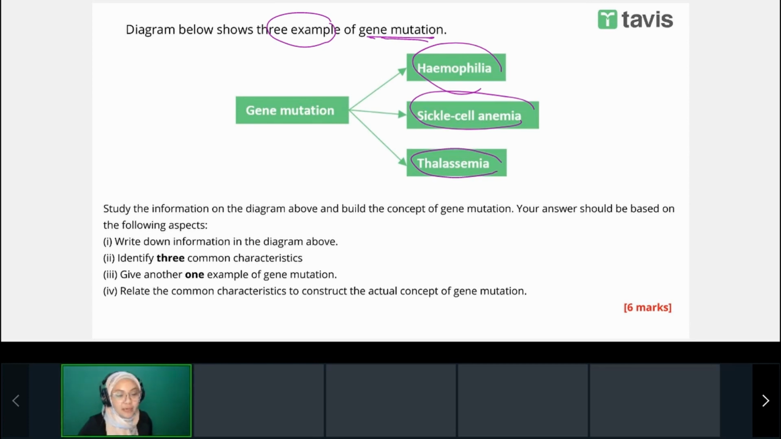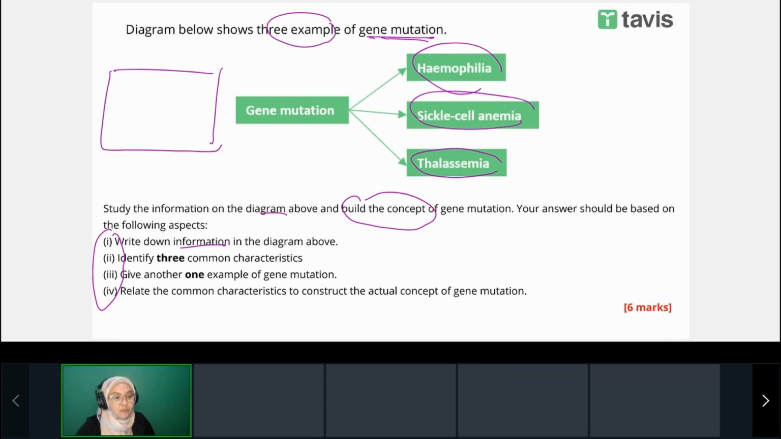Okay, study the information on the diagram above. They ask you to build the concept of gene mutation. So your answer should be based on the following aspects. They give you the aspects already. They want you to write information. You build the boxes. The first asks about the information. So you can write hemophilia, sickle cell anemia, and thalassemia are types of gene mutation. Okay, one mark over there.